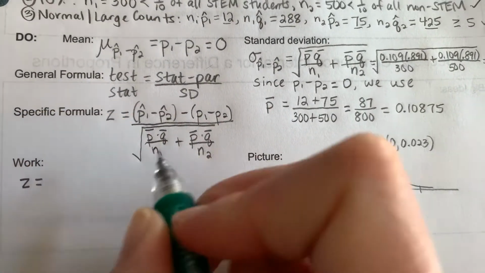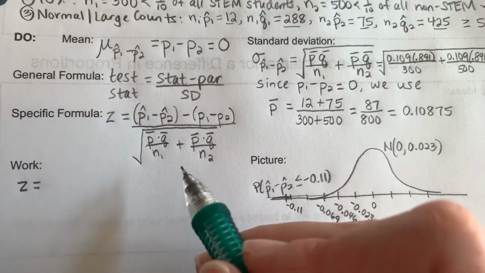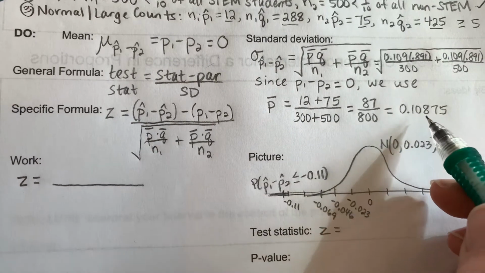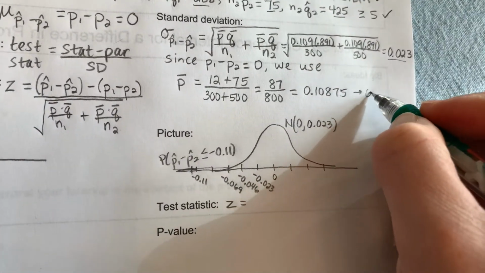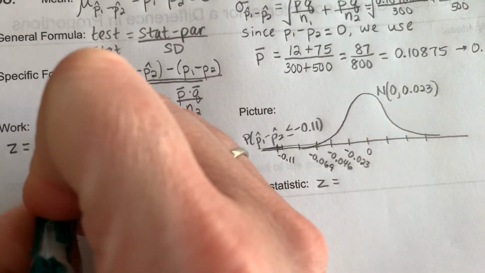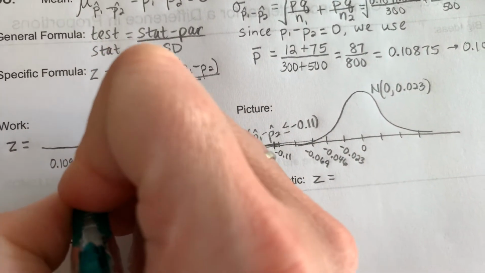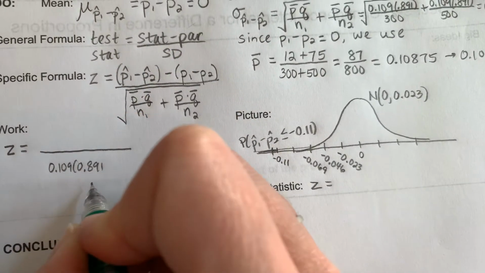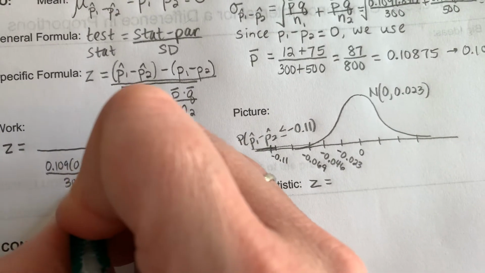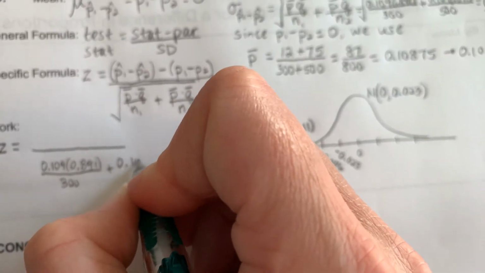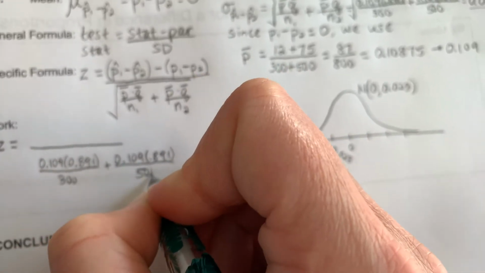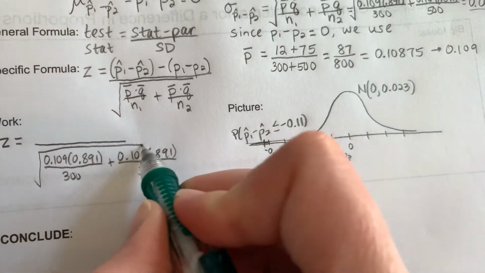Okay, so let's plug in. We're going to get z is equal to, I'm actually going to plug into the bottom first because that takes the most space. So my p pooled value, remember I rounded to 0.109. So that's what I'm going to write down again. 0.109 times 0.891. Again, 1 minus 0.109 is 0.891, divided by 300, plus 0.109 times 0.891 divided by n2, which is 500. And I take the square root of all of that.